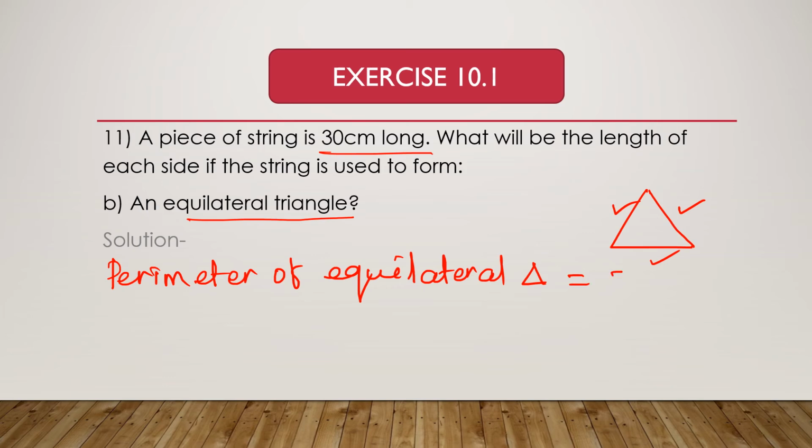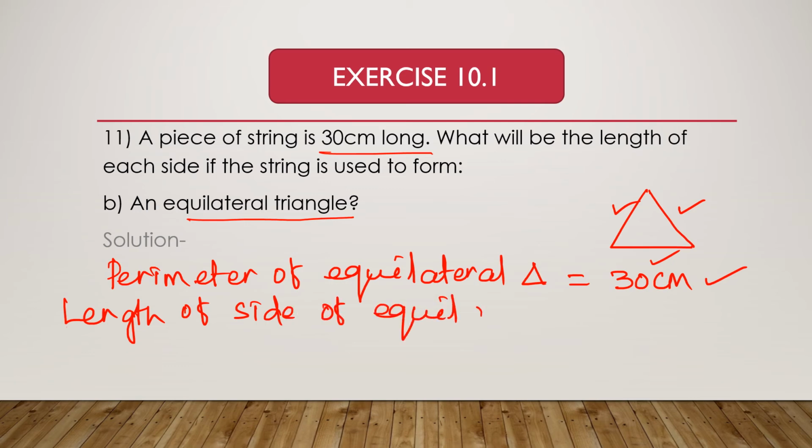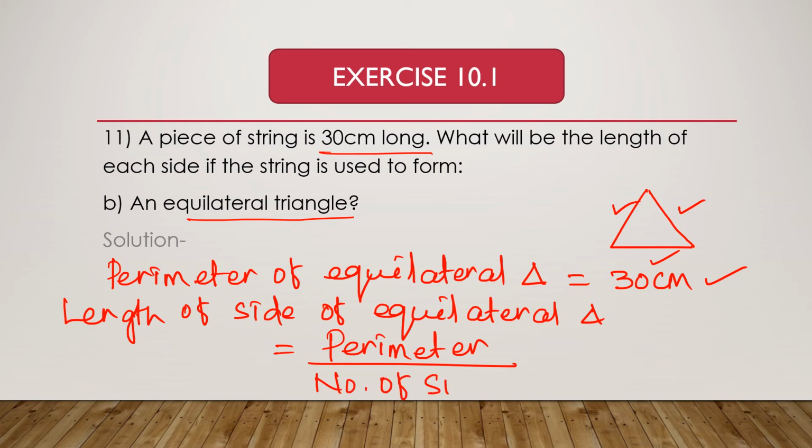The perimeter of the equilateral triangle is 30 centimeter. It is given. We have to find the length of each side of the string used to form an equilateral triangle. So the length of a side of an equilateral triangle will be perimeter divided by number of sides. Perimeter is 30 centimeter divided by number of sides.